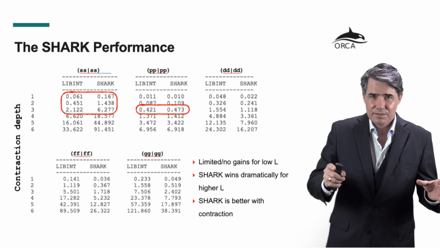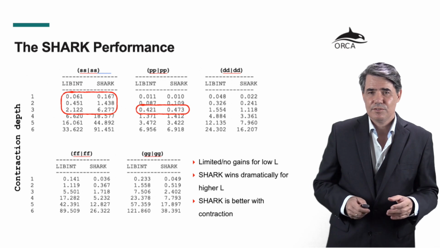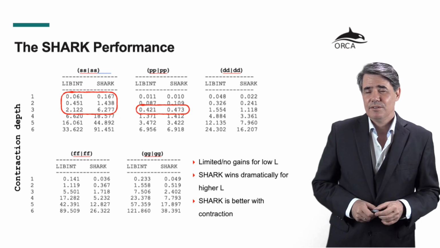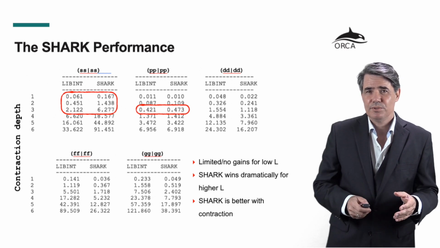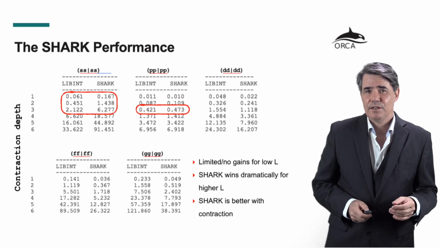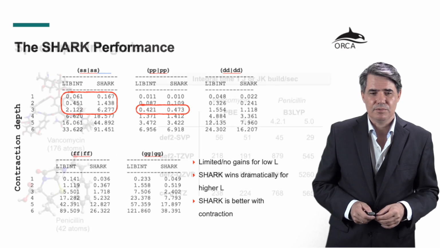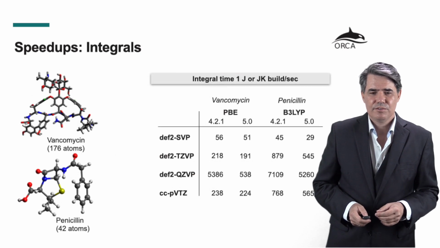There are intermediate angular momentum cases where the traditional algorithm wins, and that's why what we have implemented in ORCA 5.0 is a hybrid between Libint, which is optimal in terms of flop count, and Shark, which drives the computer at peak performance using the BLAS operation. And this is how that looks in practice.